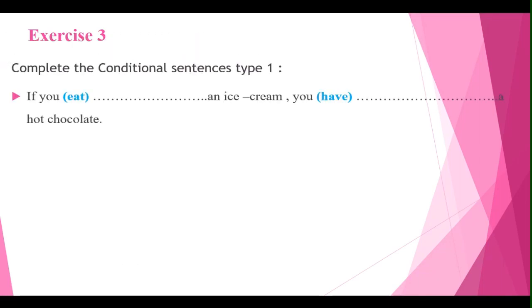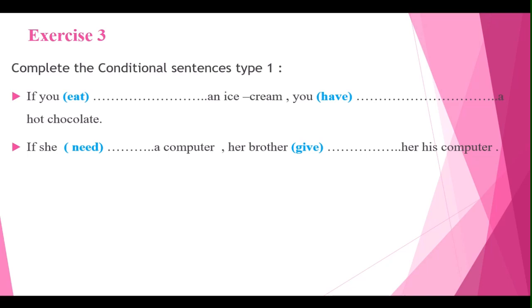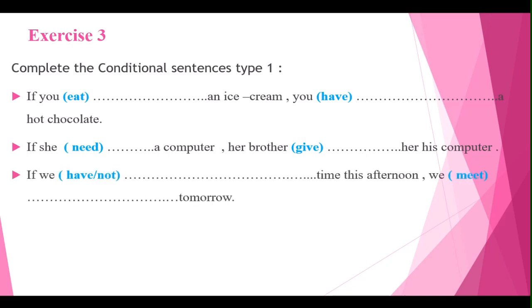Number 3. Complete the conditional sentences type 1. It means we are talking about conditional 1. If you eat an ice cream, you have hot chocolate. It means you are going to conjugate the verb, but bear in mind the structure of conditional 1. If I have the if clause, the verb is in simple present. The main clause, the verb in future simple: will plus the verb in infinitive.